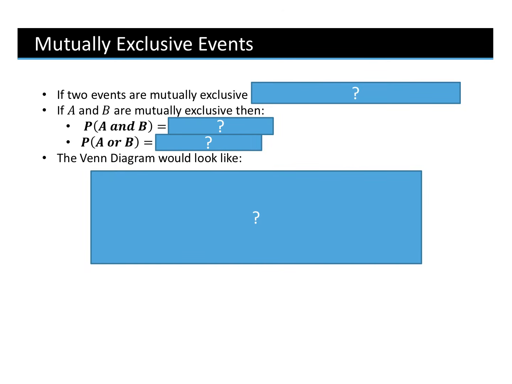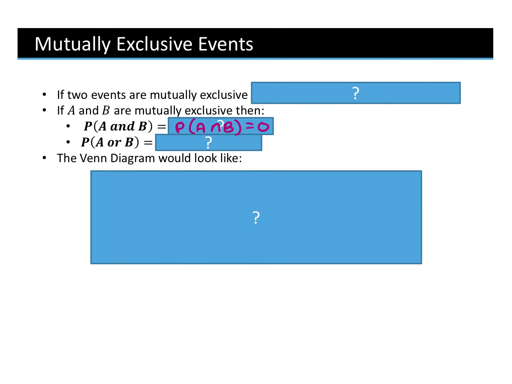Mutually exclusive events. So if two events are mutually exclusive, what do you know? Really think about this. What does the word exclusive mean? If you have two mutually exclusive events, these two events can have nothing in common. They can't happen at the same time. So if A and B are mutually exclusive, the probability of A intersection B equals 0.